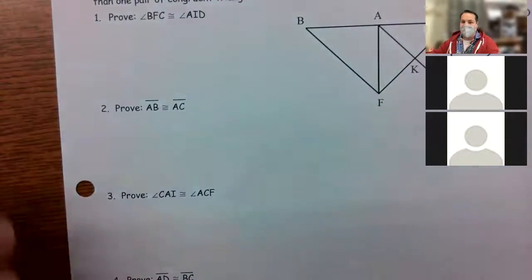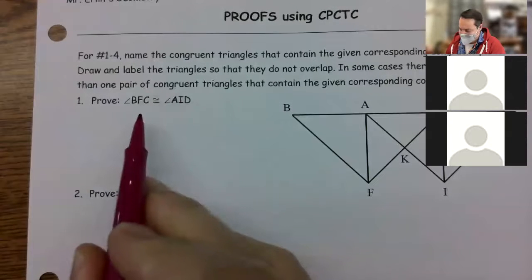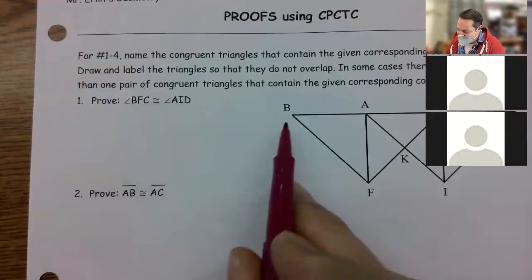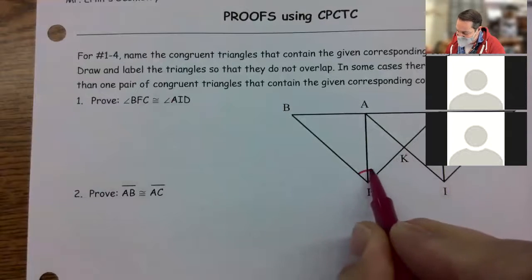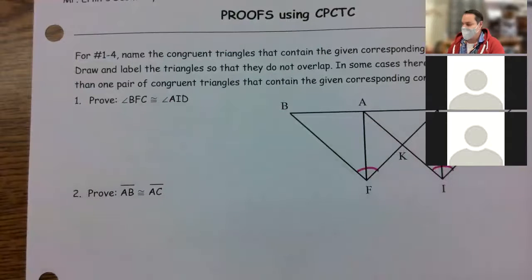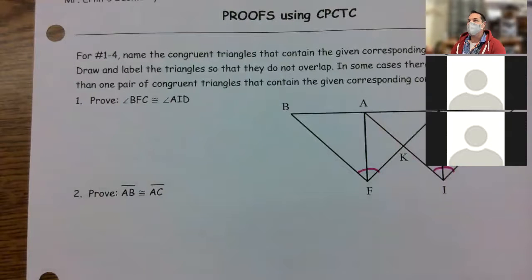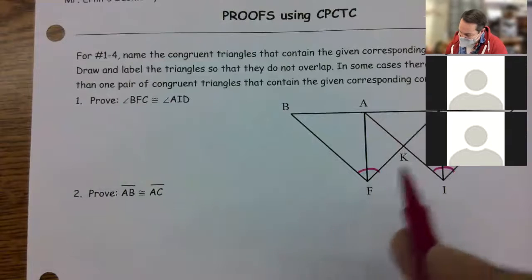So today what you're going to be doing is there's 2 parts. The first part is asking you to do exactly that. Identify the triangles that would be necessary to prove this fact is true. So in this case, we're trying to prove that this angle, BFC, is the same as this angle, AID. What would be a pair of triangles that would let those two angles be proven congruent by CPCTC? Yeah, Kenyon? BFC and AID.